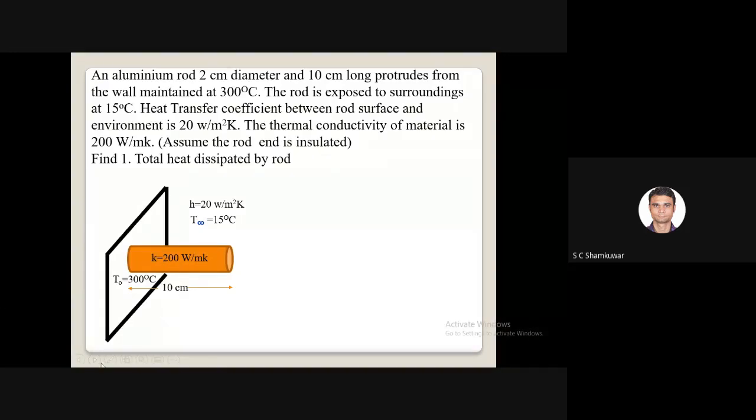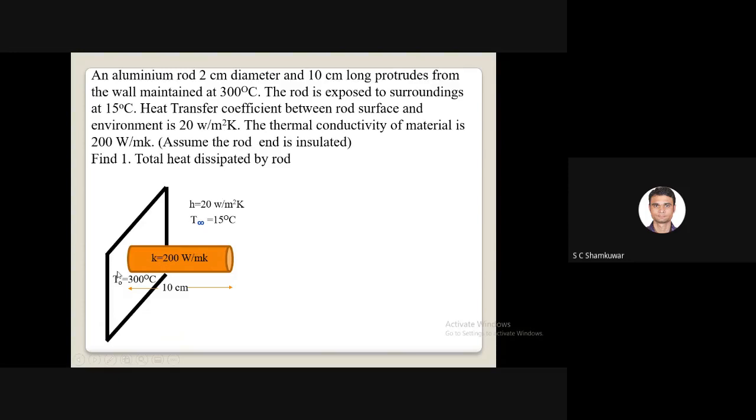So here, if you see in the pictorial image, an aluminium rod of 2 centimeter diameter, 10 centimeter long, protrudes. Protrudes म्हणजे बाहेर येणं. Okay, so it protrudes from the wall. This is the wall. Protrudes from the wall, maintained at 300 degrees Celsius.